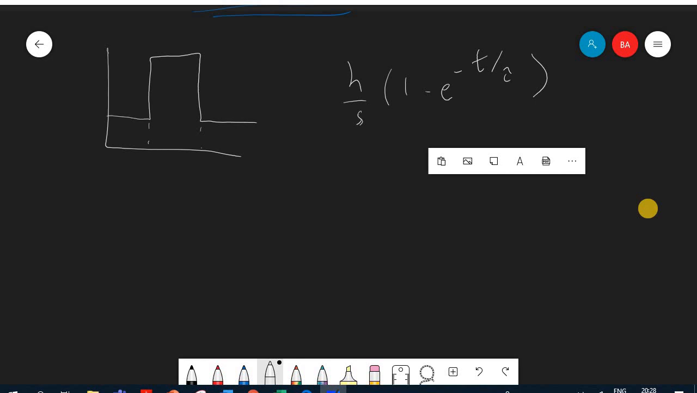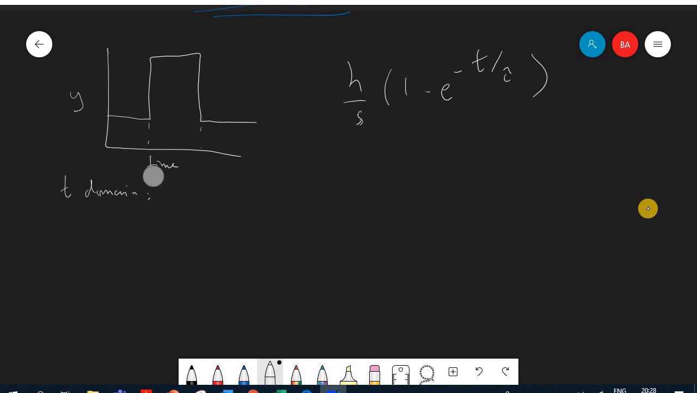Now, just to look more into some different ways of writing this, I'm going to write this function in the time domain and then in the s domain. So this is the time domain. I need to put some numbers. It's always good to put some numbers because without numbers it looks more difficult. So if I have here 1 and 2, and I have a number like 2 and 4 here.